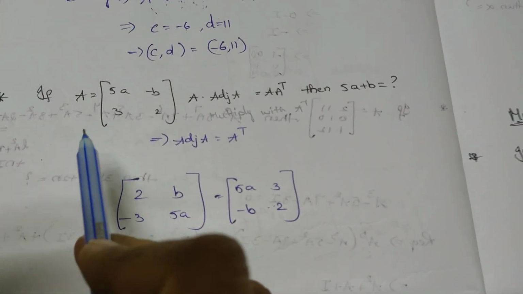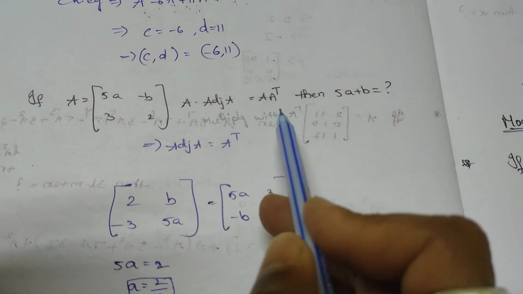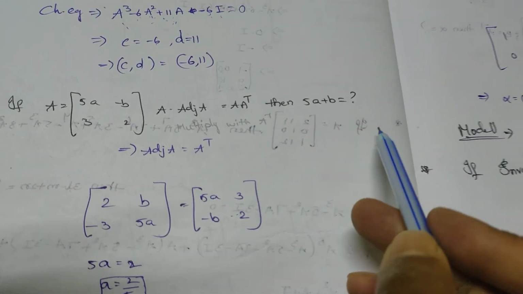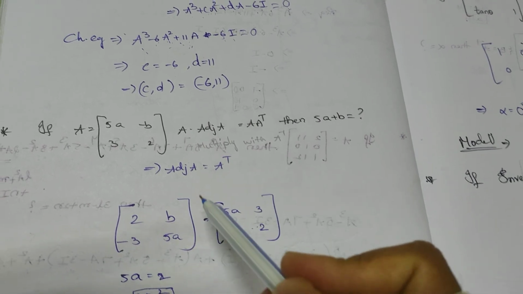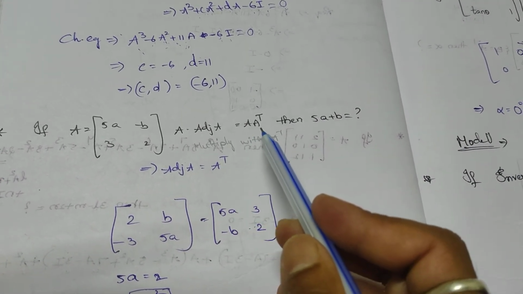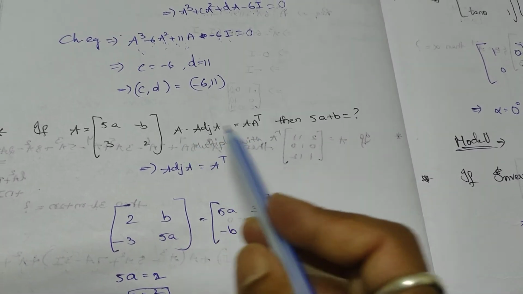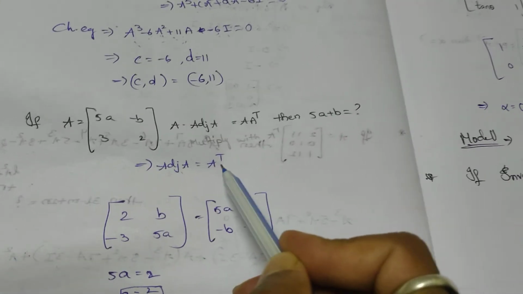Next one. If A is equal to the matrix with rows 5A, minus B and 3, 2, and A into adjoint of A is equal to A into A transpose, then find 5A plus B. See here, A into adjoint of A is equal to A into A transpose. So A gets cancelled. What you have is only adjoint of A is equal to A transpose.